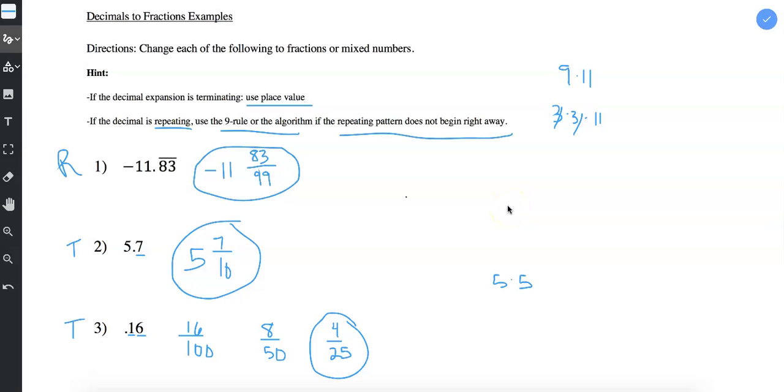To summarize, if you have a repeating decimal, we can use the 9 rule in most cases. If you have a terminating decimal, you're going to use place value to change that decimal to a fraction.